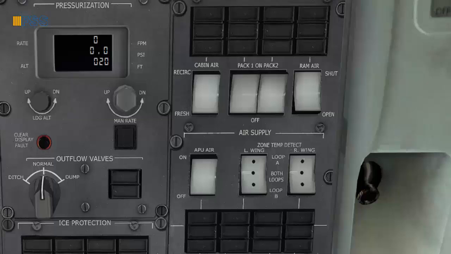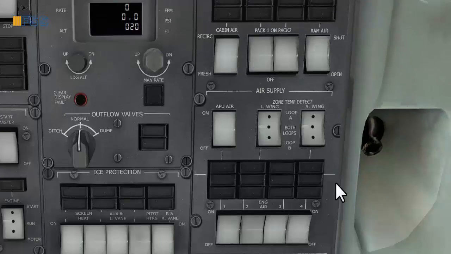If the APU air was selected off for the engine's start, it can be restored after a complete engine's start cycle by selecting first the APU air switch on and then the two packs are selected on.